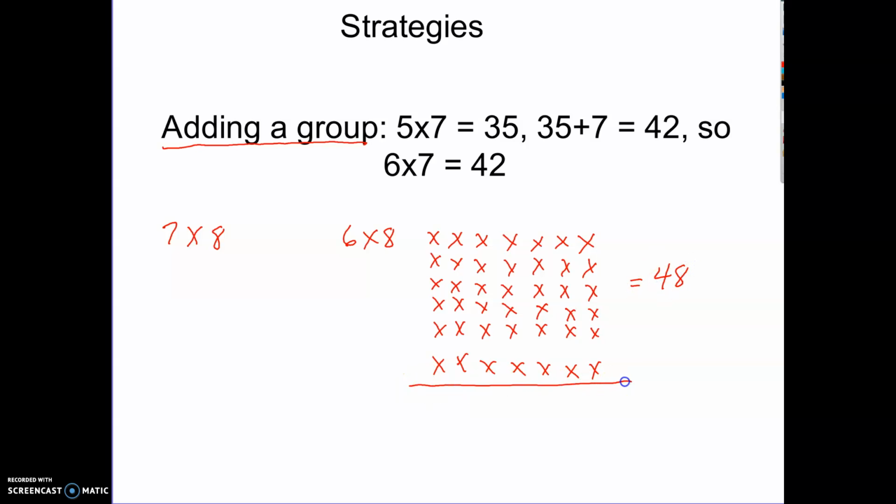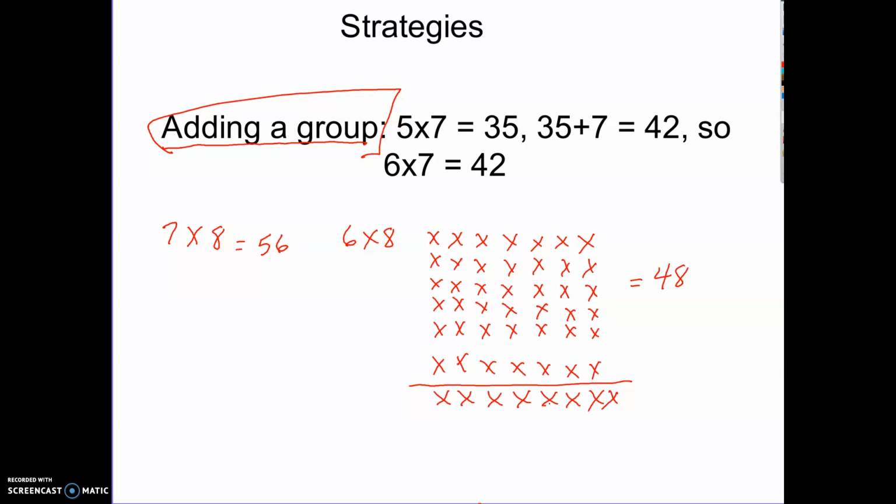And then I can add one more row. Count those on. So that was 48, 49, 50, 51, 52, 53, 54, 55, 1, 2, 3, 4, 5, 6, 7, and 56. Mrs. Flurry is losing her mind today. So 7 times 8 is 56 by working with the strategy, adding a group.